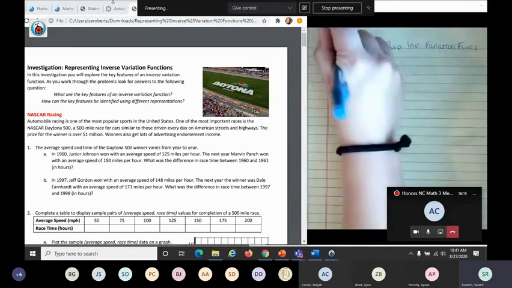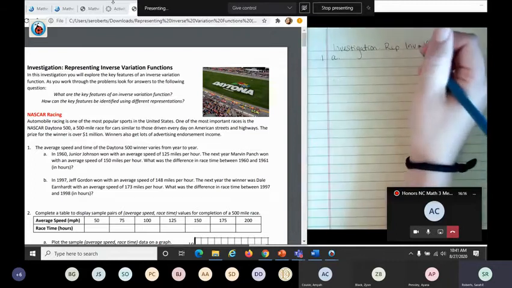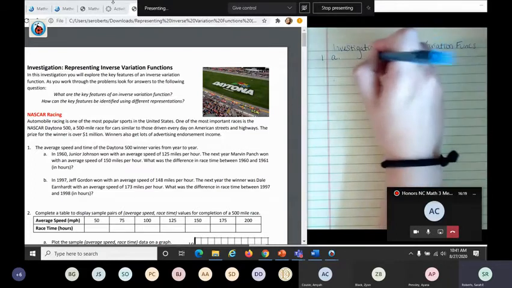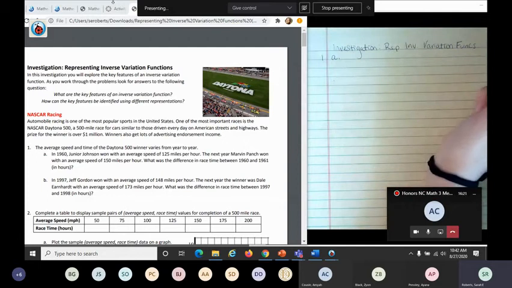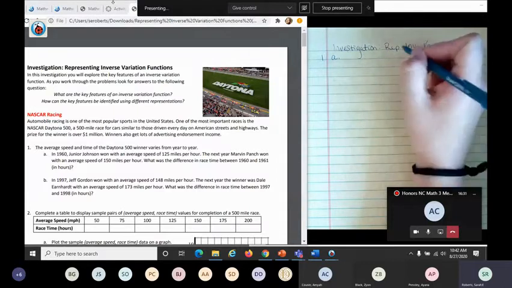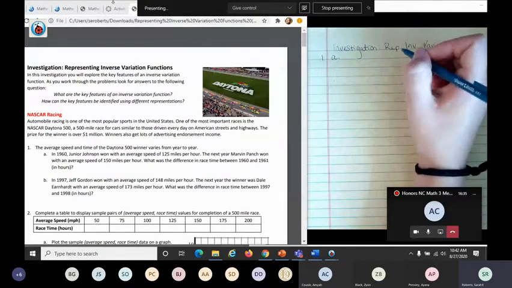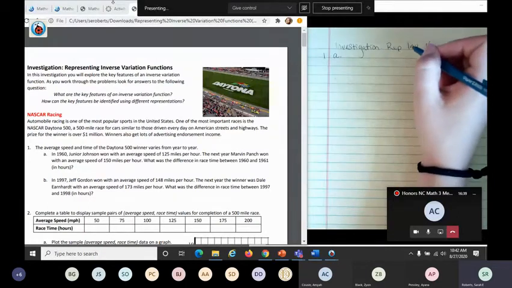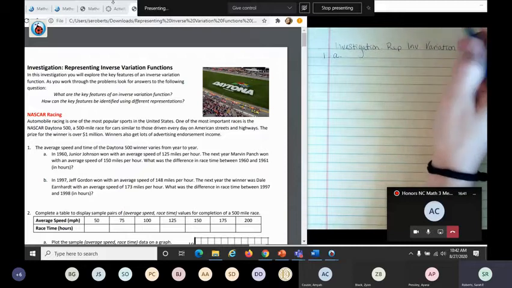So 1A, it tells us that Junior Johnson has an average speed of 125 miles per hour. Pant 1 with 115 miles an hour. What's the difference in the time? In order to figure that out, we had to find each of the times. And in order to do that, we have to relate speed, distance, and time. So Sherlyn, can you explain to me the relationship between speed, distance, and time? How could I write an equation that relates those three variables?